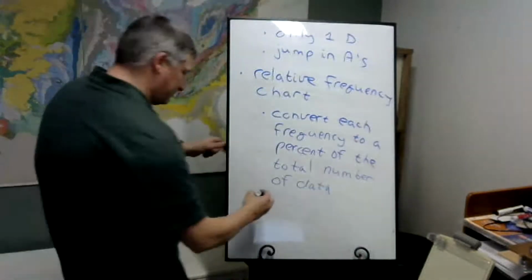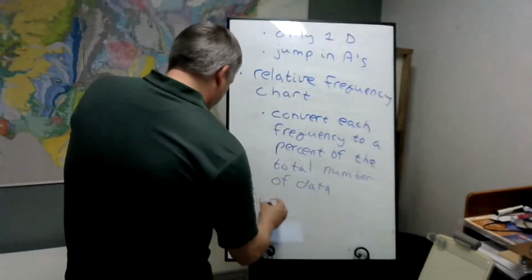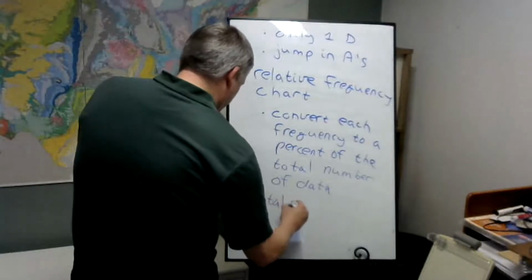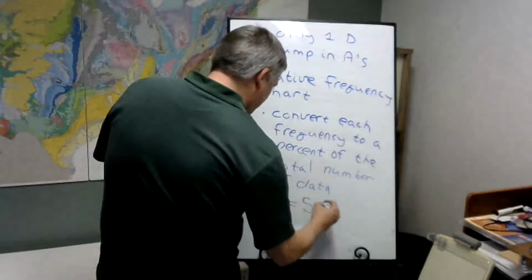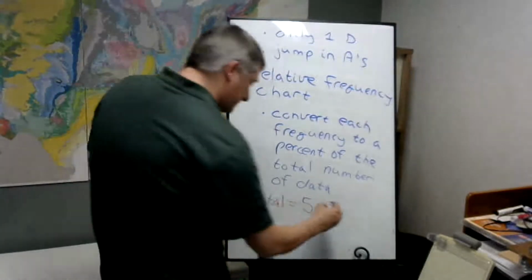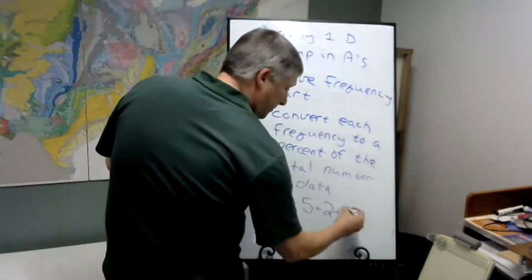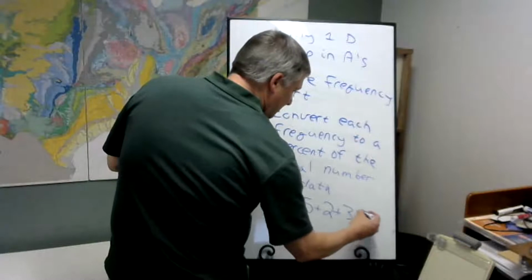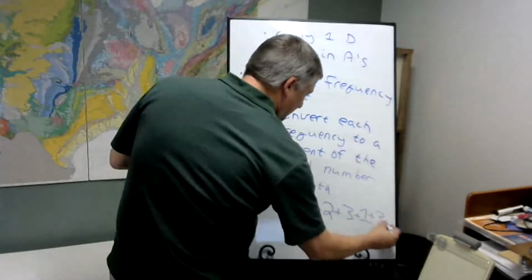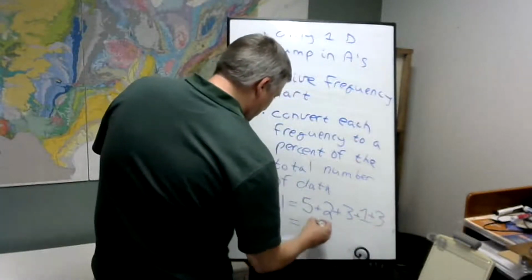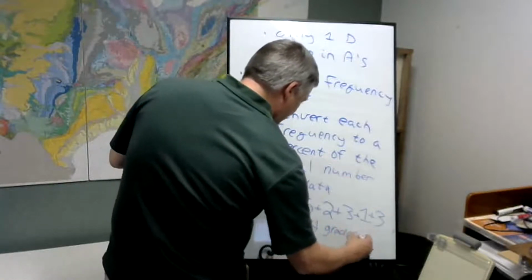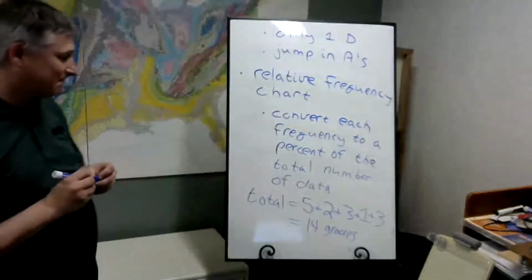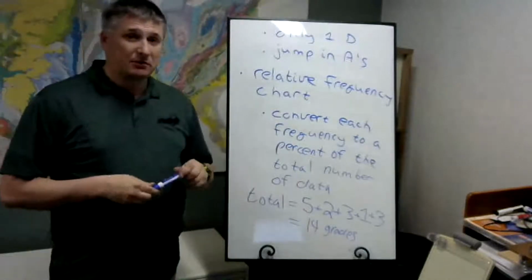So for the total, well, we have 5 A's, 2 B's, 3 C's, 1 D, 3 F's. So you have 14 total grades. So that's going to be our total.